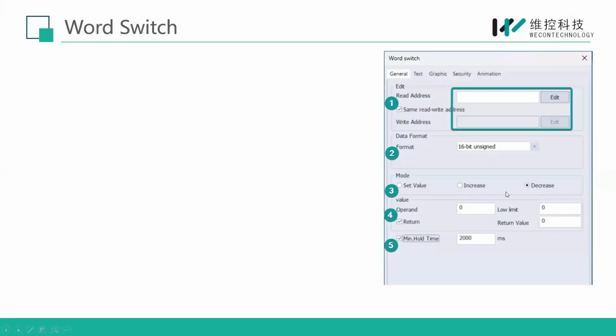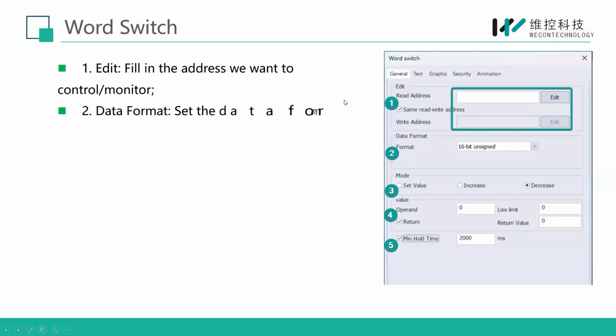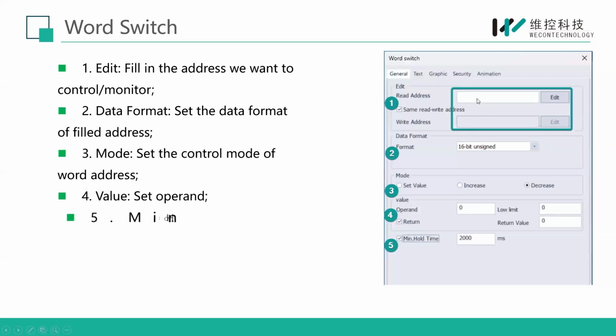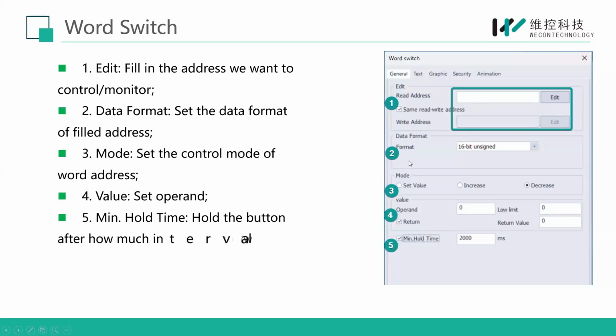And how can you use it? There are some steps. The first one is to edit or fill the address we want to control or monitor. You have to write your address here. Then the second is the data format. You can choose your register data type from this number format option. Third one is mode. So how to use this mode?